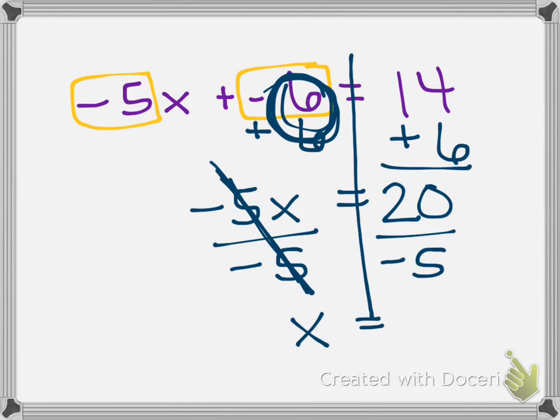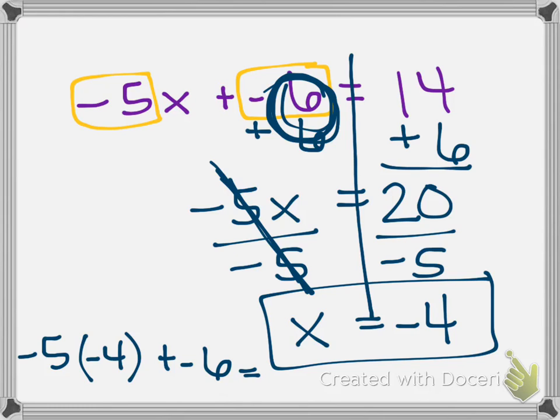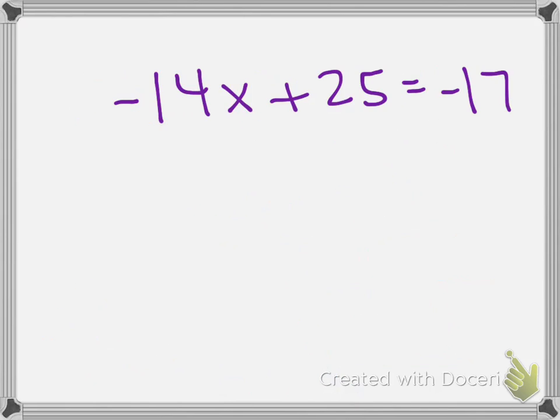So x equals 20 divided by negative 5 is negative 4. There it is. And you could check it, right? Negative 5 times negative 4 plus negative 6. And if you multiply that out and add negative 6, we do get 14 because this is 20. And then you add on 6 negatives, so you get your 14.